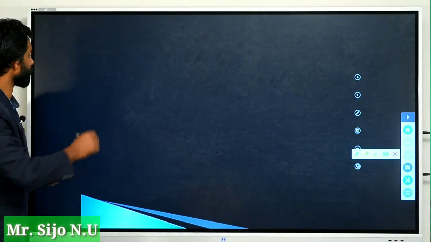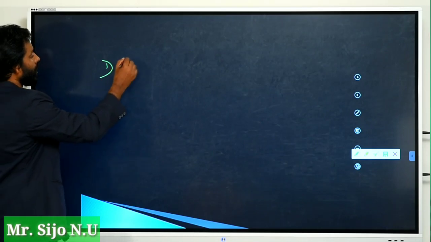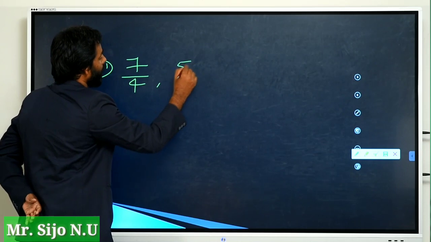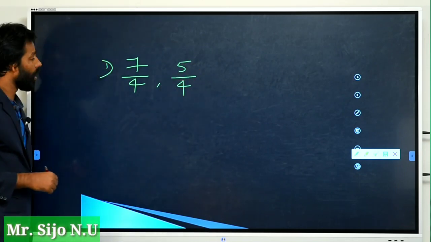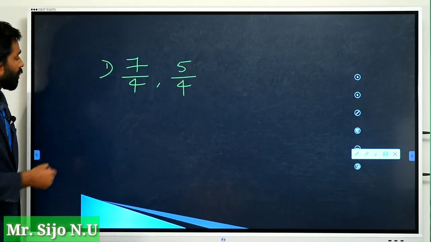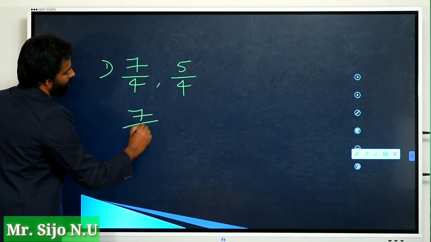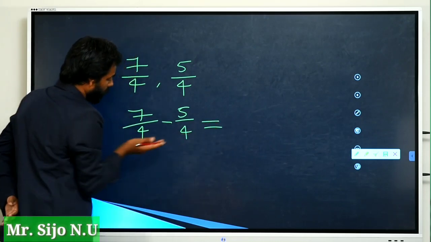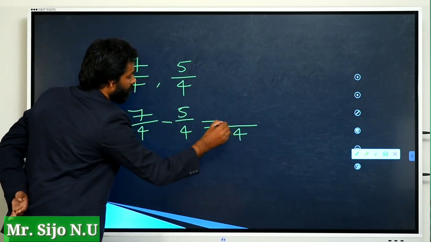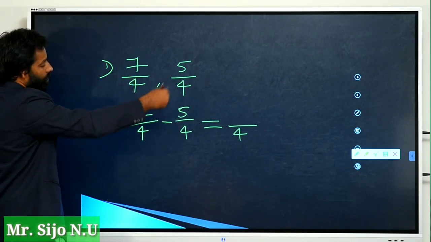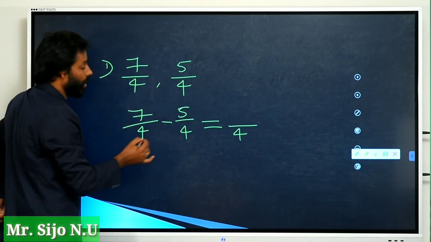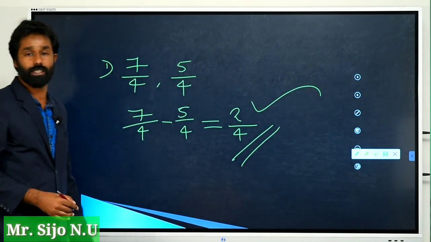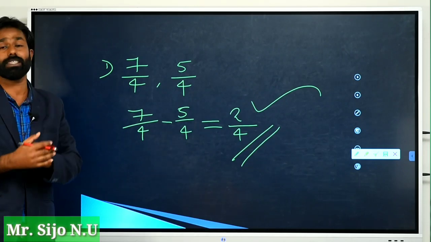So let us check. Let us consider a rational number 7 by 4 and another rational number 5 by 4. What is the difference of these two rational numbers? We can subtract, 7 by 4 minus 5 by 4. It is a like fraction, so the denominator is the same, and we find the difference of the numerators, 7 minus 5, which is 2. So the result is a rational number. So in the case of subtraction it is satisfied.